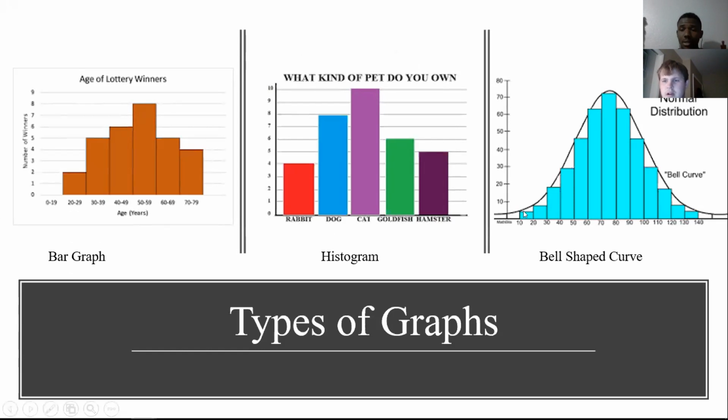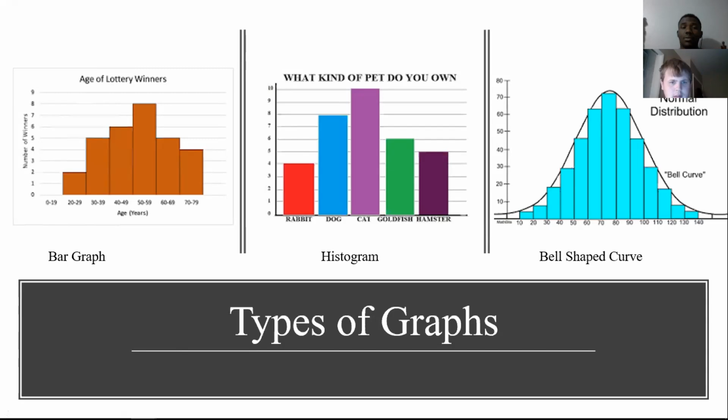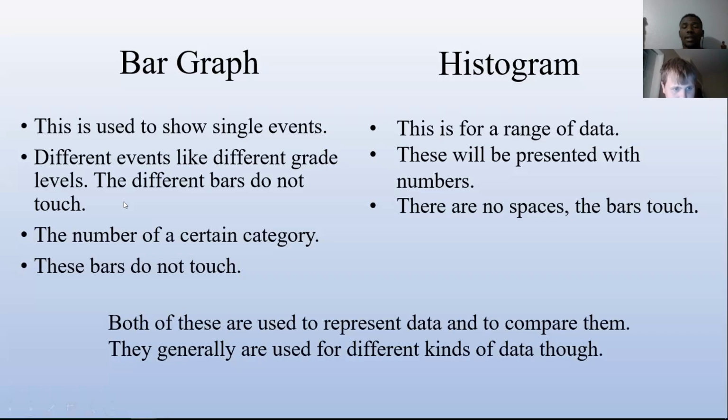And that was actually what I was going to ask you is how would you compare and contrast a bar graph and a histogram? Oh, thank you. That's actually really good. So, bar graph and histogram. A bar graph, this is used to show single events. Different events like different grade levels, the different bars do not touch, okay? So like if we came back here, this is just showing age ranges right here. So, but they do touch, okay? And these are just different age single events.